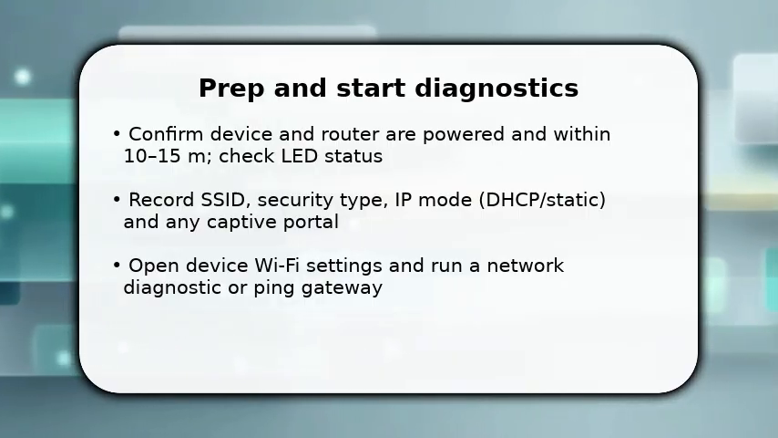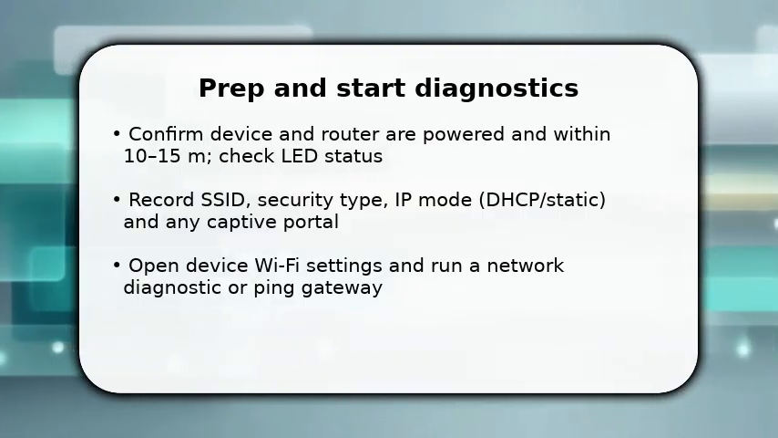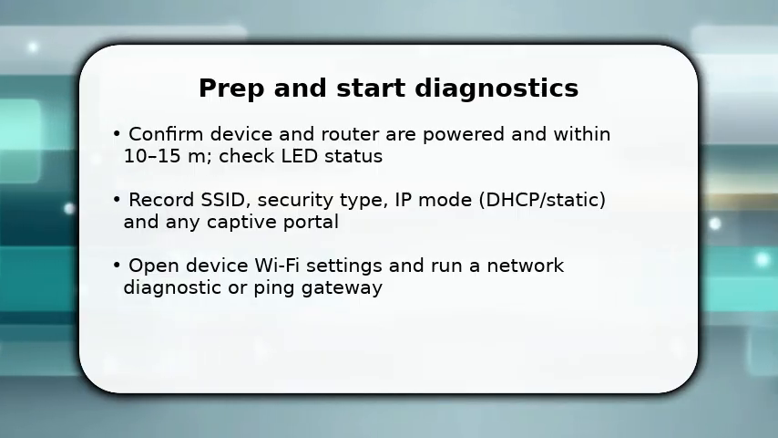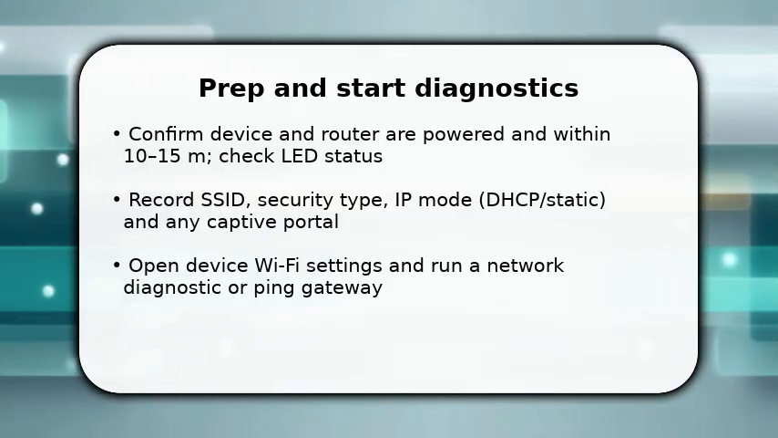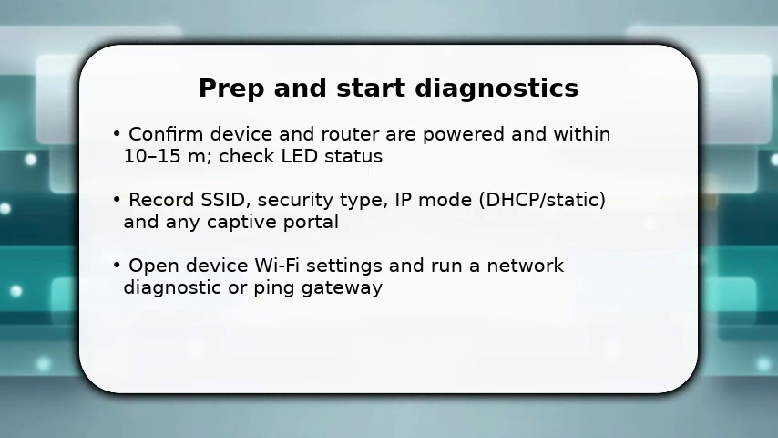Once done, run a quick diagnostic or ping the gateway to see if you reach the router. If the device shows limited or no internet, make sure it has an IP address. DHCP failures are the most common reason for limited access.